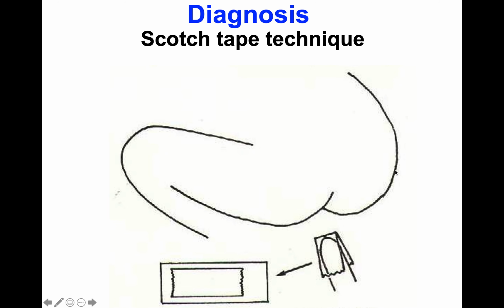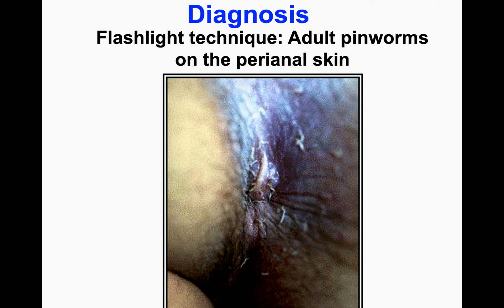This is a picture showing the scotch tape technique. It's very easy to understand. This kid is crawling on the floor, and you or the doctor stick the scotch tape to the buttocks and then take it back. This is another one, the flashlight technique, and you can see pinworms on the perianal skin.